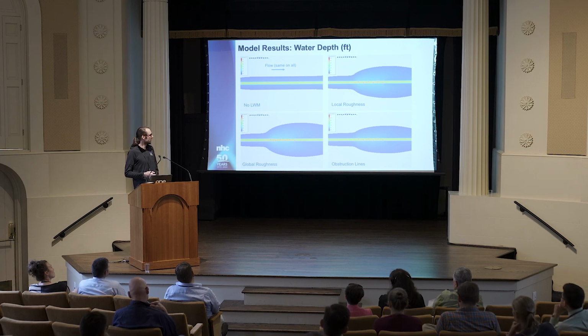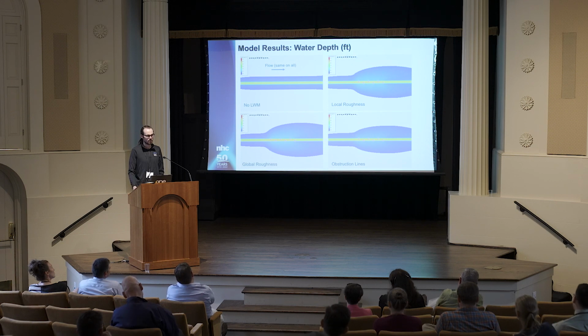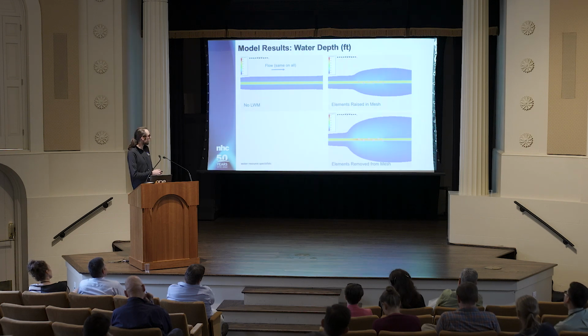So flow is from left to right on all of these. You can see, as expected, the floodplain width is increased by all these methods, causing the water depth to rise with the increased roughness values or the drag force applied from the obstruction line method. And then moving on to these last two.